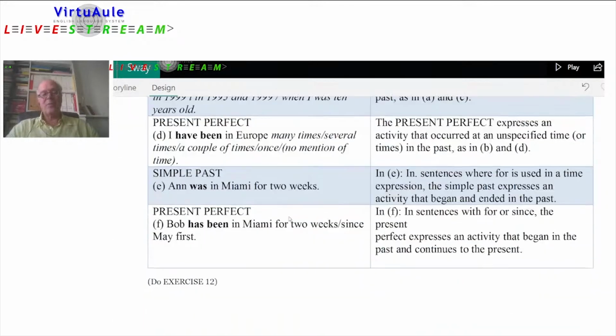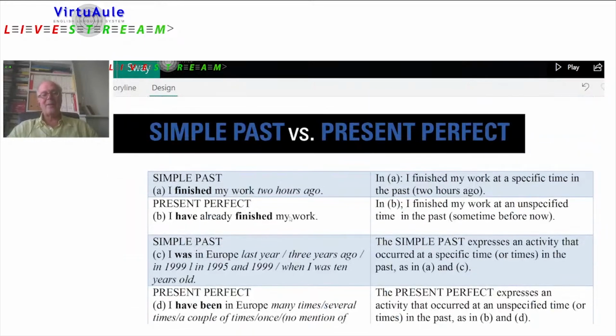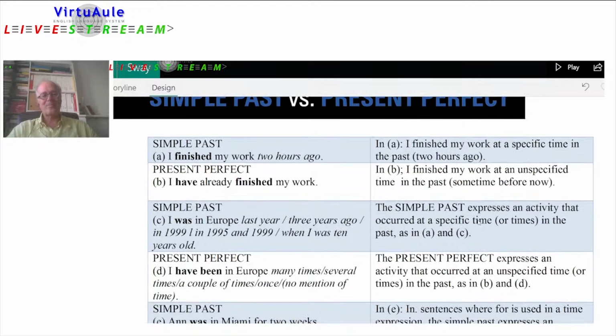Okay, what's the difference between the simple past and the present perfect? The simple past, A: I finished my work two hours ago. And the present perfect, B: I have already finished my work. In A, I finished my work at a specific time in the past, two hours ago. In B, I finished my work at an unspecific time in the past, some time before now. Is that clear? I hope so.